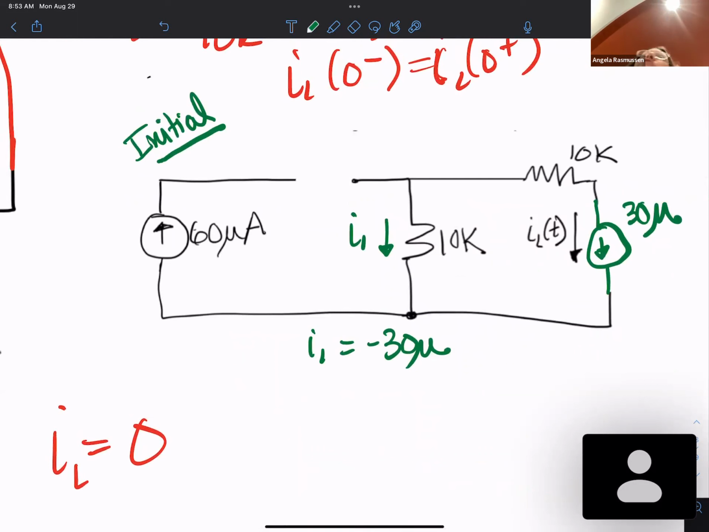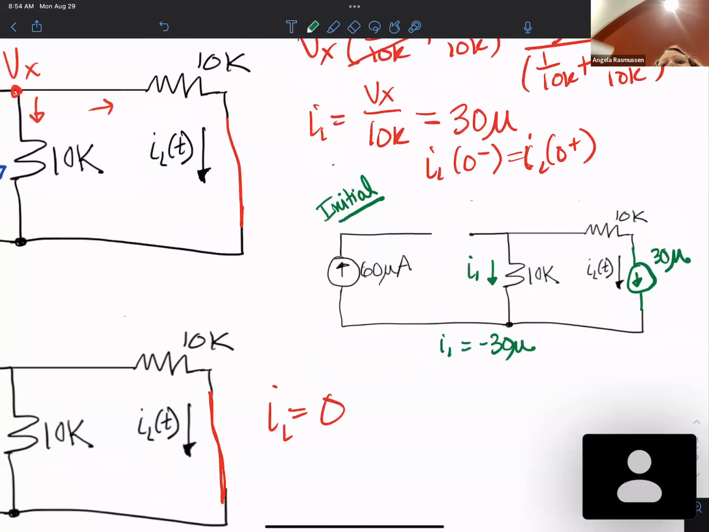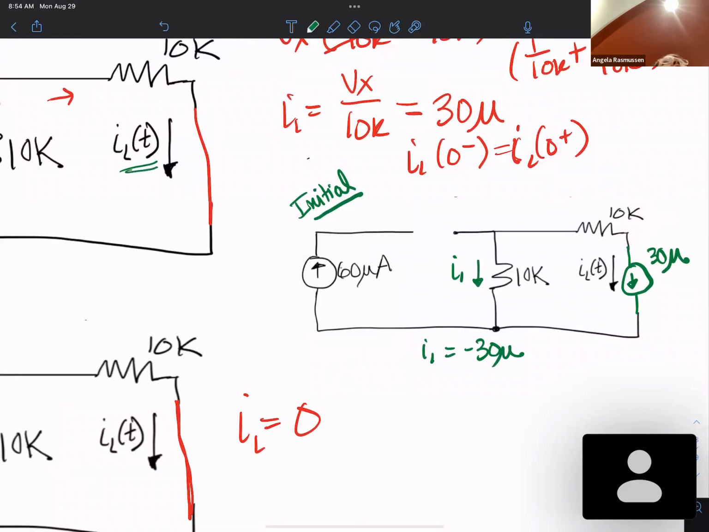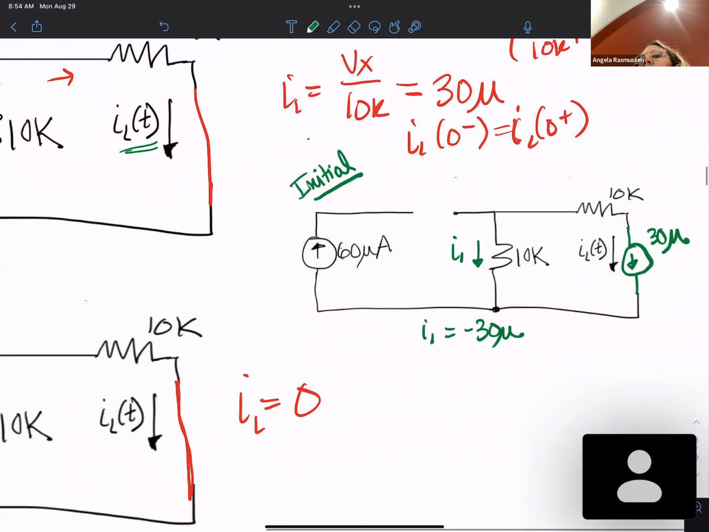So we found the initial condition for the inductor, the current was 30 micro. And so you draw it in the same direction that you found it here. And so that puts that current source going downwards. And I1 is labeled in this direction.